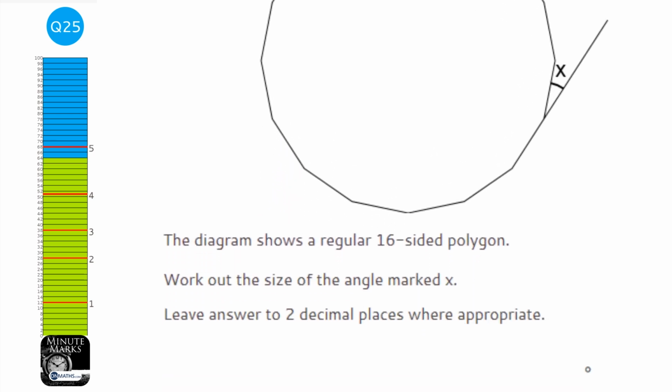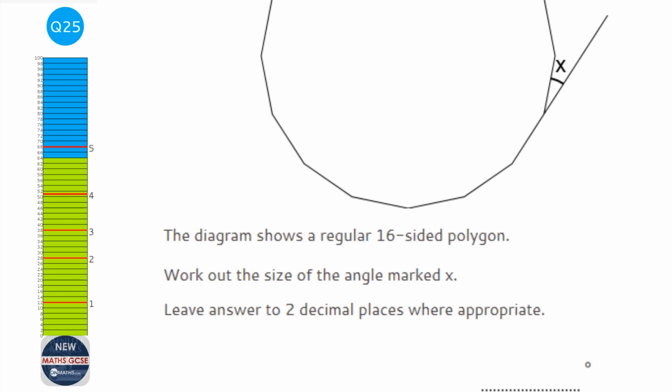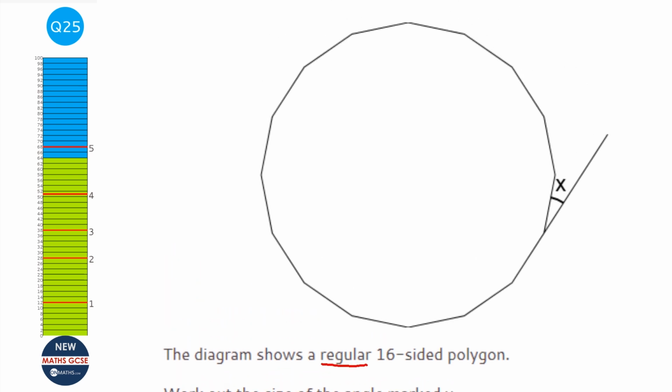Okay, so we're given a regular polygon, so that's going to be quite an important word there. Regular means that all of the sides, angles and exterior angles in this polygon are exactly the same. So if I added another one here, this would also be x. If I put another exterior angle here, all the way around this, they're all x. They're all the same, and there's 16 of them in total.